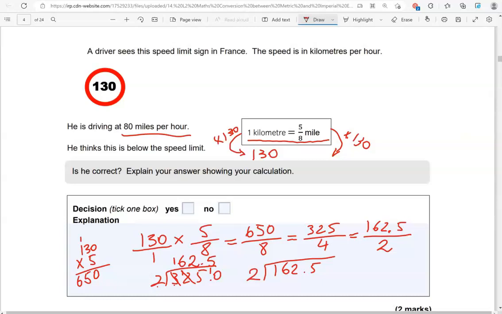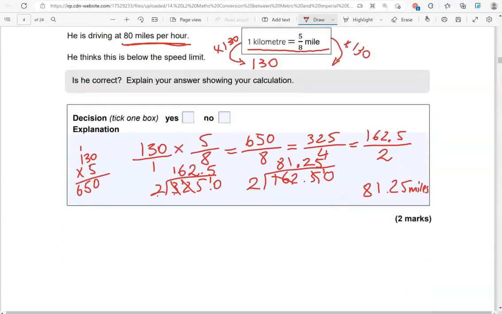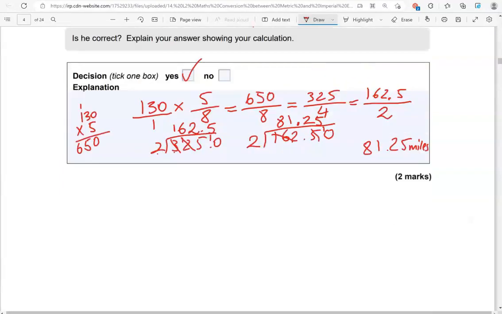How many 2's into 16? That is 8. How many 2's into 2? That is 1. Transferring the decimal point. How many 2's into 5? That is 2, and we have 1 remaining. How many 2's into 10? That is 5. So this is 81.25 miles per hour. That's the speed limit. He's driving at 80 miles per hour, so that is below the speed limit. So we're going to say, is it correct? Yes.